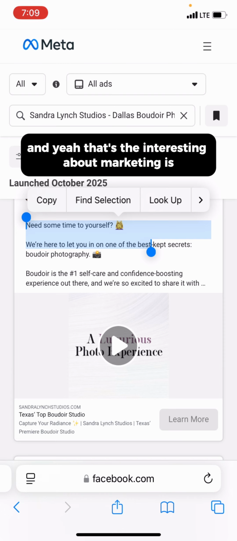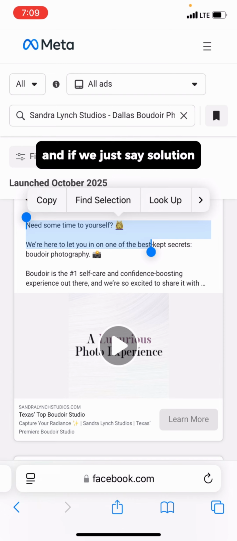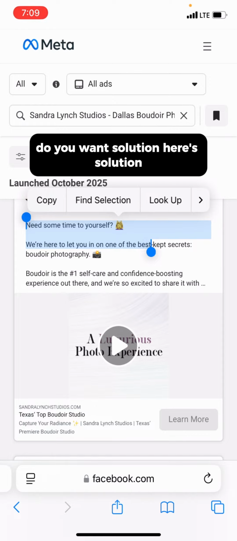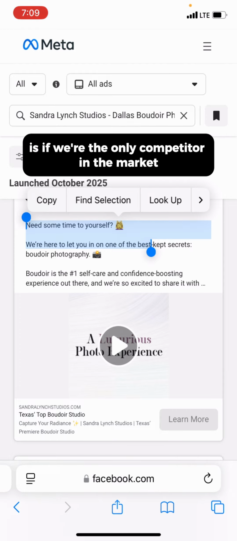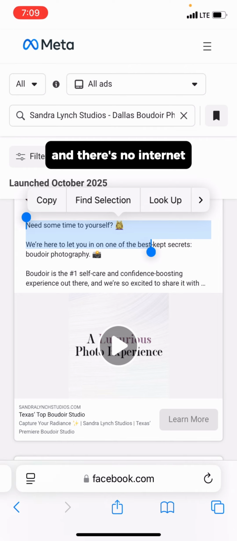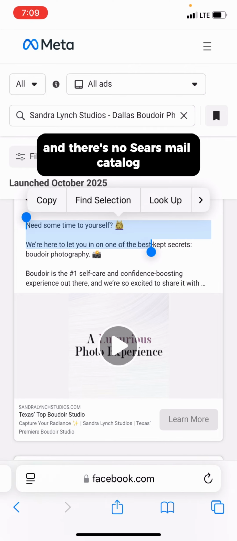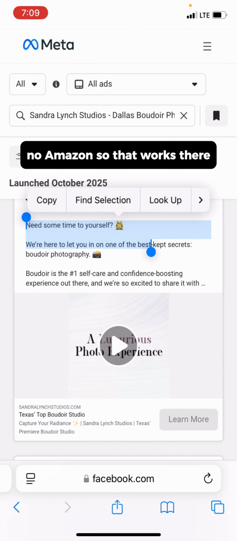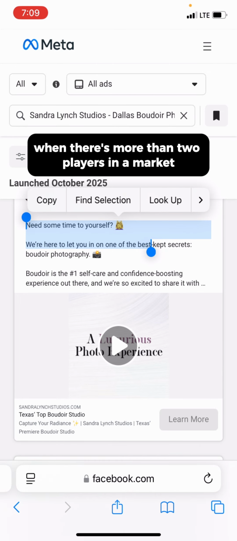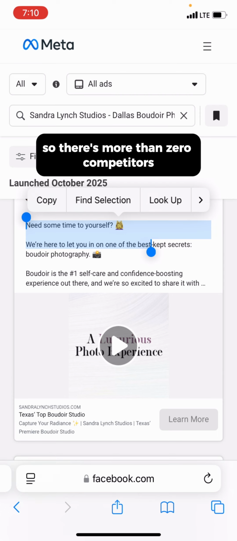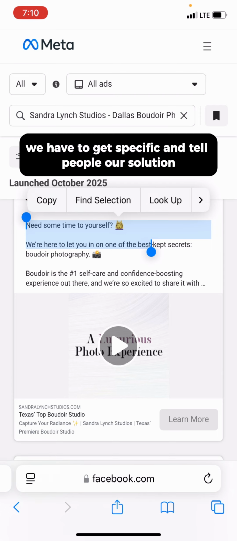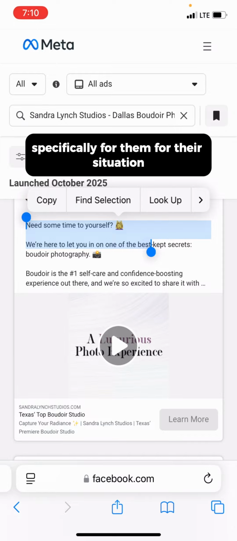And yeah, that's the interesting thing about marketing. If we just say solution, do you want solution? Here's solution. We think that would work. The only time that works is if we're the only competitor in the market. Want TV? We're the only TV store in the city, and there's no internet, and there's no Sears mail catalog, no Amazon. So that works there. But when there's more than one player in a market, so there's more than zero competitors, we have to get specific and tell people our solution is specifically for them, for their situation.